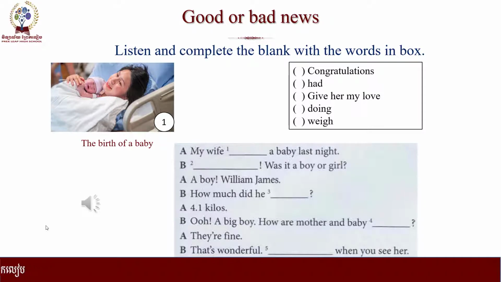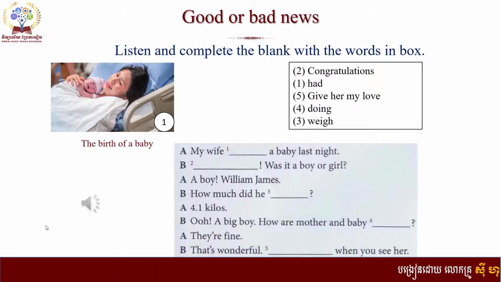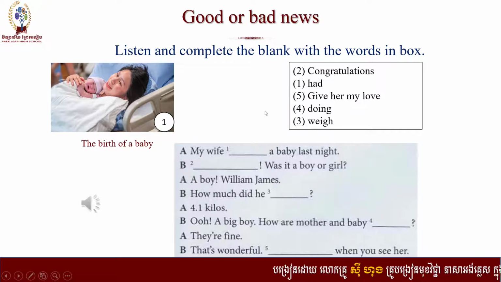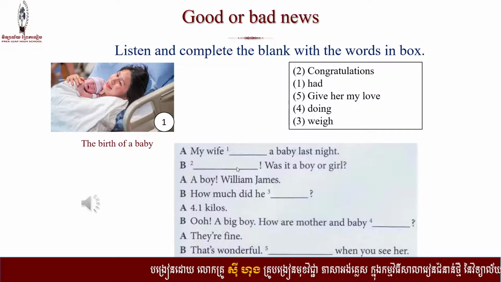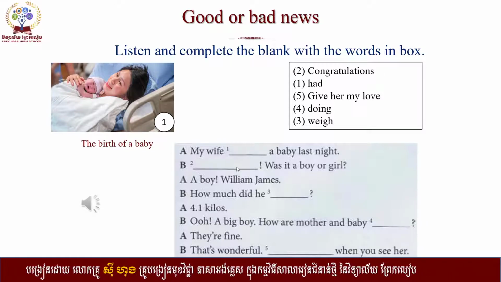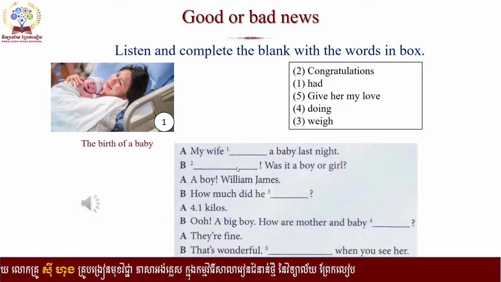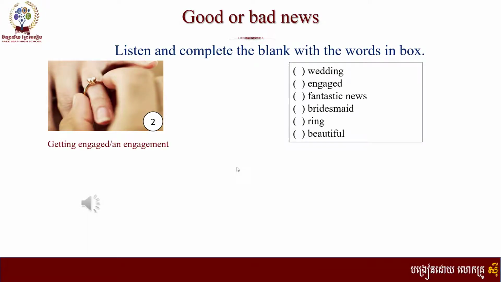How did you do? Did you get it all correct or just partly correct? So here is the answer. Number 1, we put the word had. Number 2, congratulations. Number 3, weigh. And number 4, doing. And number 5, give her my love. Let's go to exercise 2.